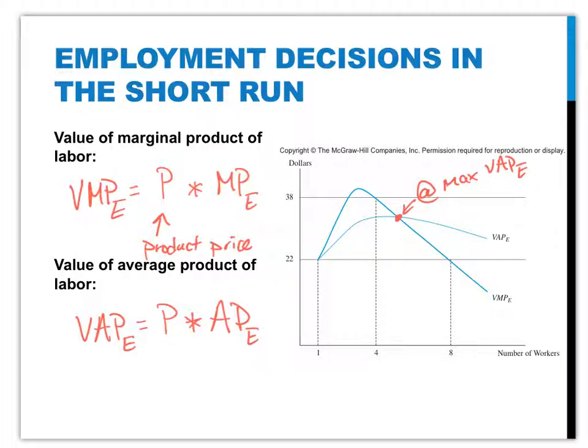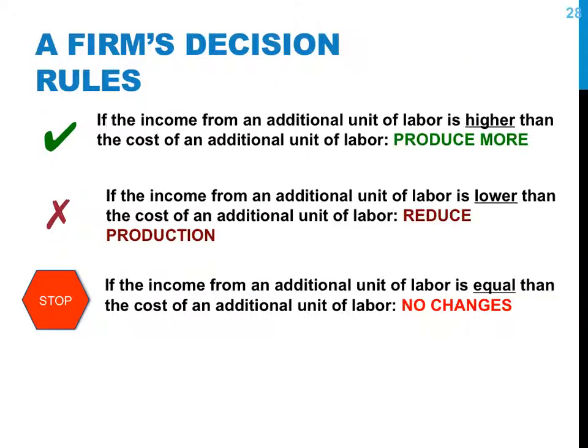If we're thinking about how the firms are going to make their employment decisions now, we want to be comparing the value that's generated by an additional worker hour and the cost of hiring that additional worker hour. So we're comparing the value of the marginal product to the marginal cost of hiring an additional worker, which is just equal to the wage rate.